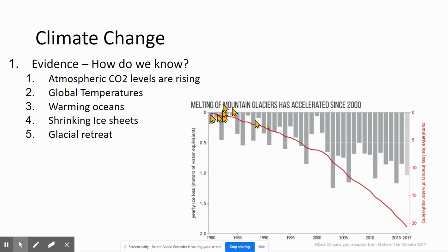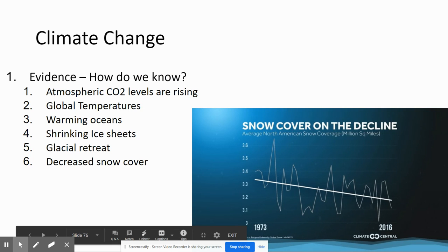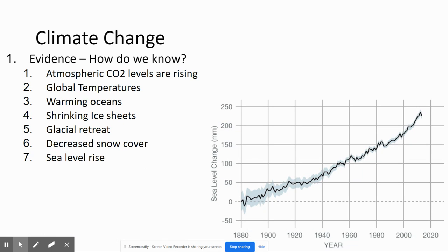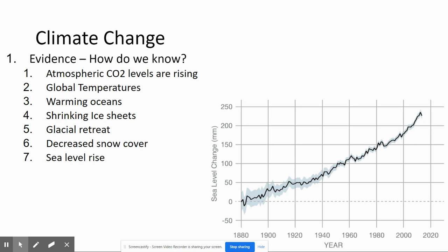So this is ice loss in red, right? This is ice loss. And snow cover is declining, so we're having less and less snow. And sea levels are rising. As the snow melts, it basically runs into the river. That's the water cycle. And our sea levels are rising, which is a problem because lots of people live near the ocean. New York City, Los Angeles, Las Vegas, lots and lots of cities are right on the shore.